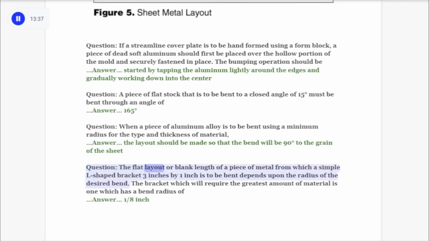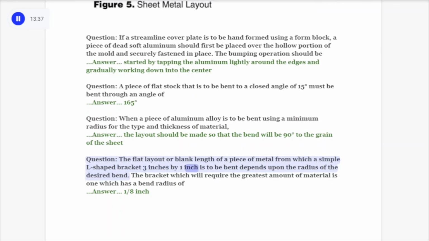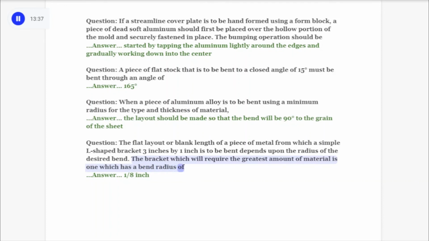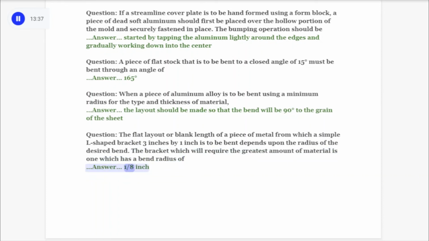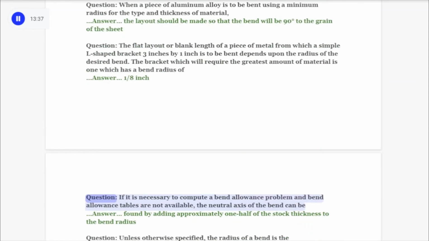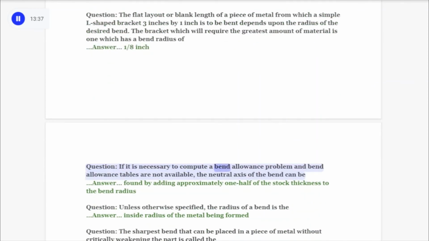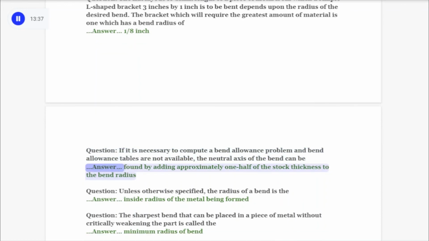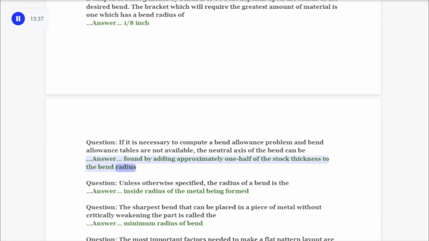Question, the flat layout or blank length of a piece of metal from which a simple L-shaped bracket 3 inches by 1 inch is to be bent depends upon the radius of the desired bend. The bracket which will require the greatest amount of material is one which has a bend radius of. Answer, 1/8 inch. Question, if it is necessary to compute a bend allowance problem and bend allowance tables are not available, the neutral axis of the bend can be. Answer, found by adding approximately 1/2 of the stock thickness to the bend radius.